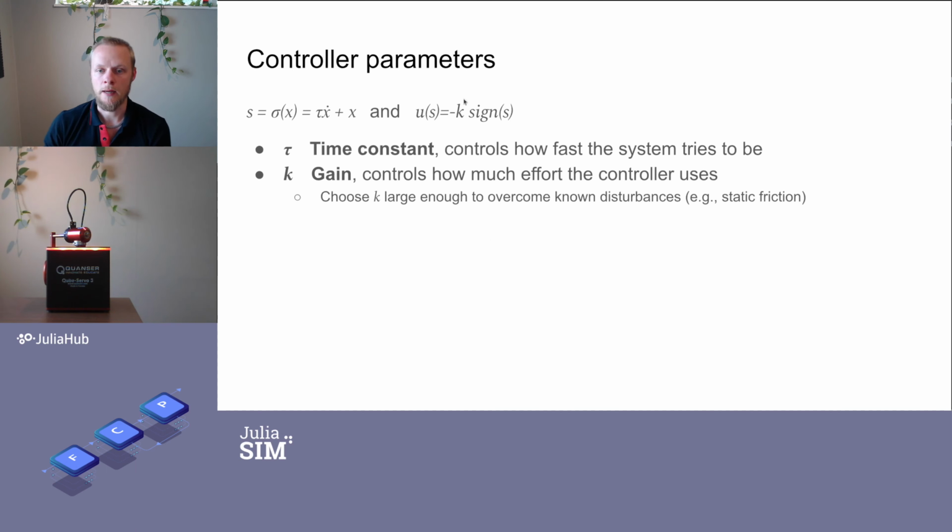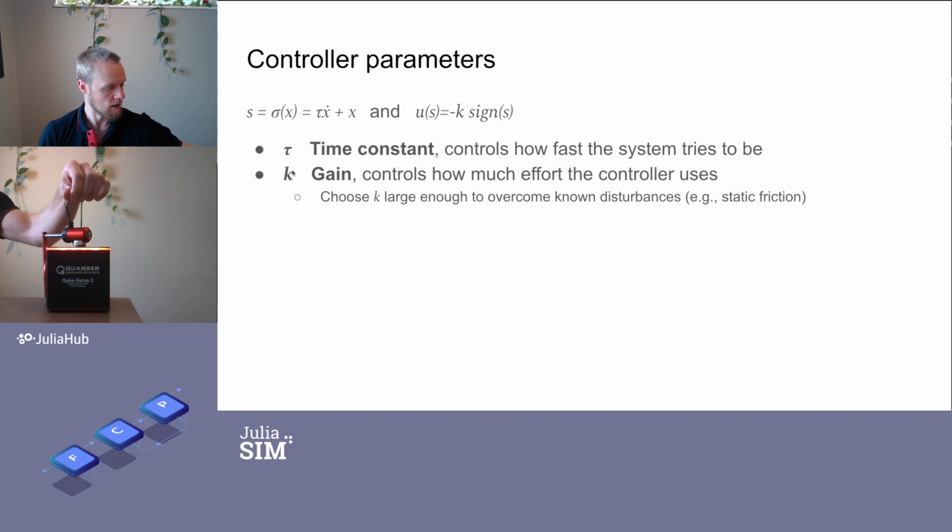So these two parameters, tau and k. Tau is the time constant. We choose this, and it determines how fast the controller is trying to make the system move. And k determines how much effort the controller will use to make that happen. Typically we choose k large enough to overcome any kind of input disturbances.